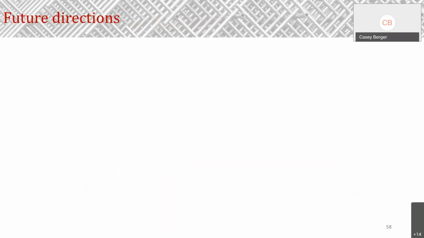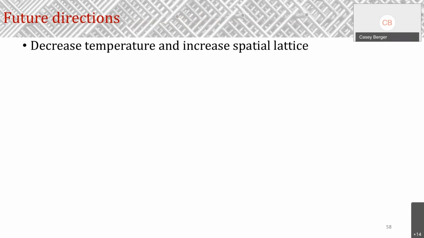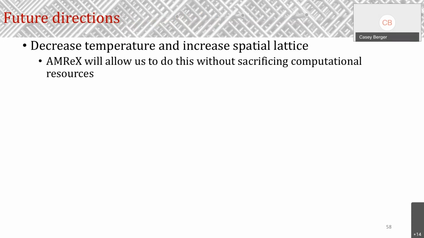So, things that can be done now that we have this really excellent computational tool to use. We can decrease the temperature of the system, which will increase the temporal lattice, and we can also increase the spatial lattice. So we can do both these things at once. It's no longer prohibitively expensive because AMReX will allow us to do this without sacrificing the computational resources.